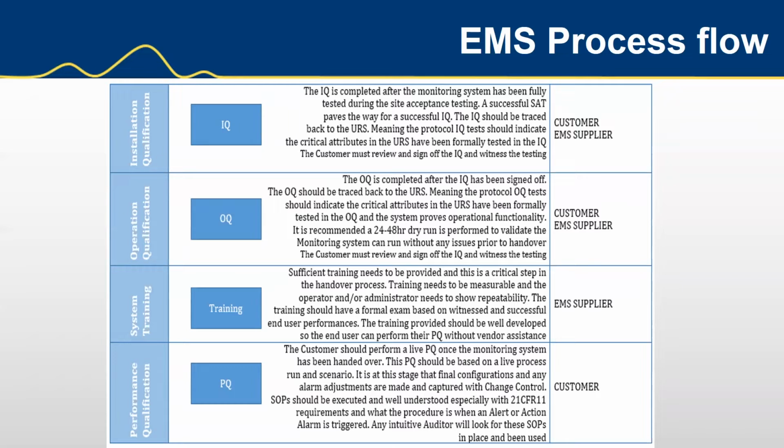And again, it's recommended, during the OQ and near the end of it, just do a dry run, 24 hours, 48 hours, let the system run, hash out any errors, and then have traceability going back to your URS and show that clearly. Closing stages, the training is very important.